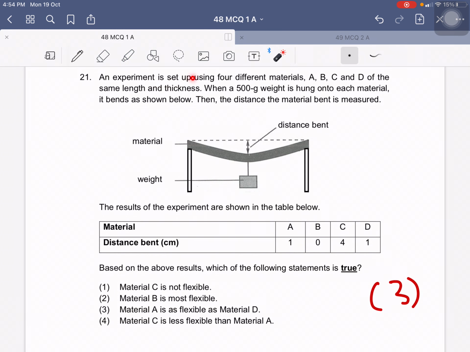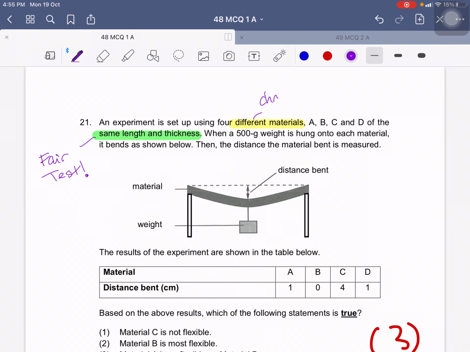An experiment is set up using 4 different materials, A, B, C, and D, of the same length and thickness. Over here, you can see that they want the test to be a fair test. That's why we have the materials to be made of the same length and thickness, but the only thing that is different will be the material itself. So this is our change variable. When a 500 gram weight is hung onto each material, it bends as shown below.